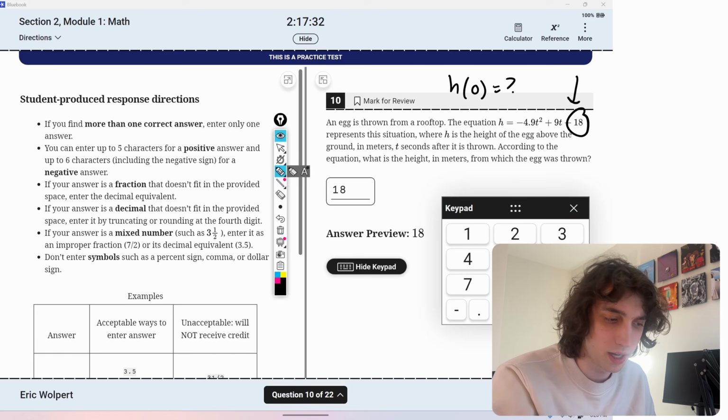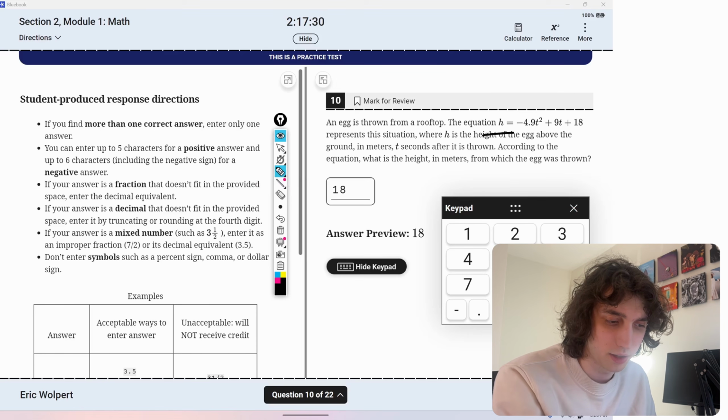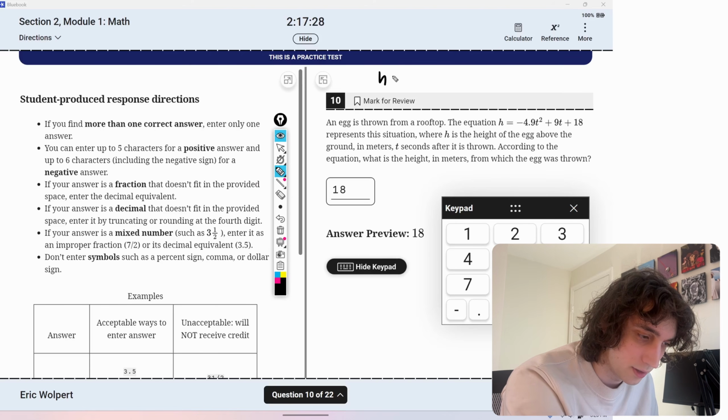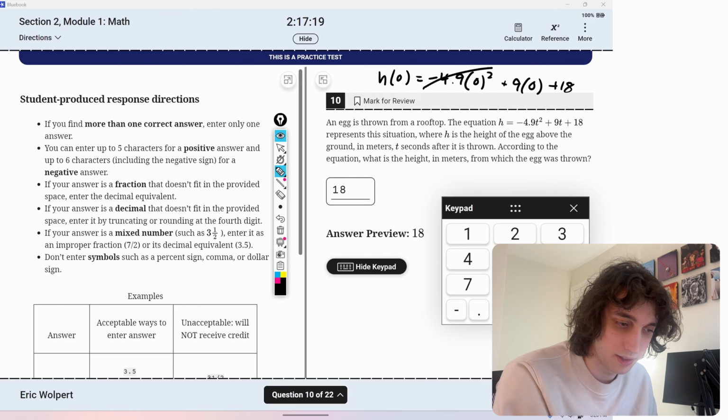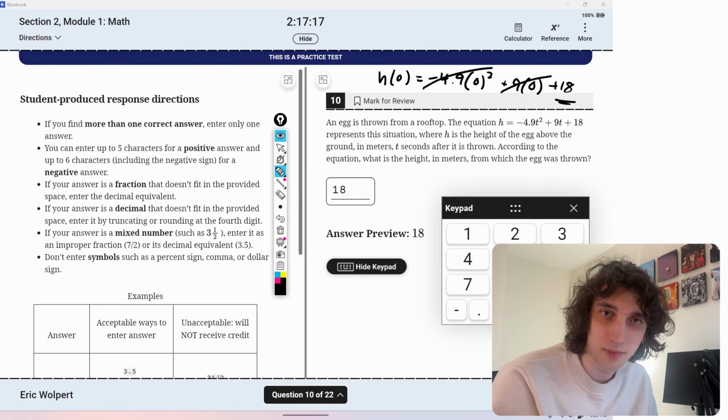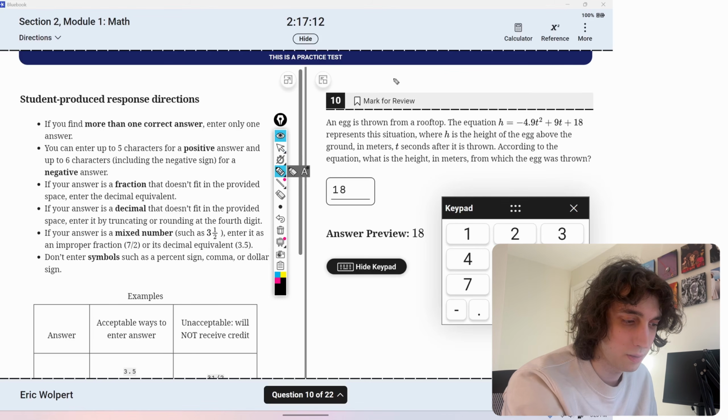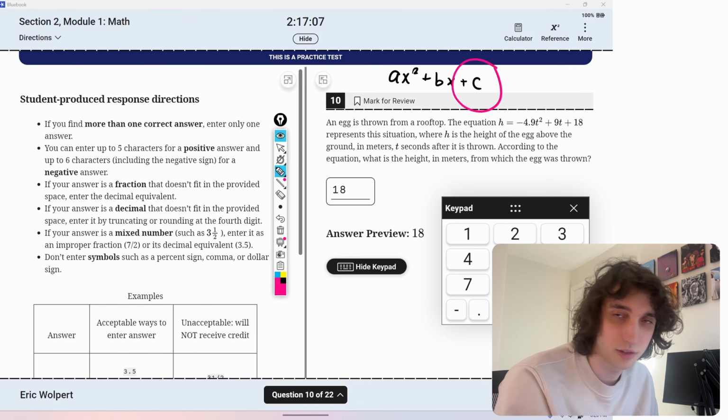And if you're wondering, well, why is 18 the y-intercept, just by looking at the function, think about what happens if we plug in 0 for t. Negative 4.9 times 0 squared plus 9 times 0 plus 18. And this is 0, that's 0. h of 0 is 18. Ideally, have it memorized that when you have a quadratic in standard form, your c term is just your y-intercept.